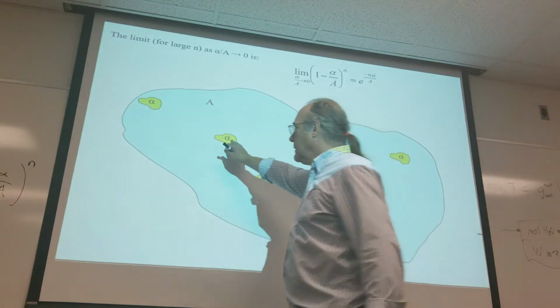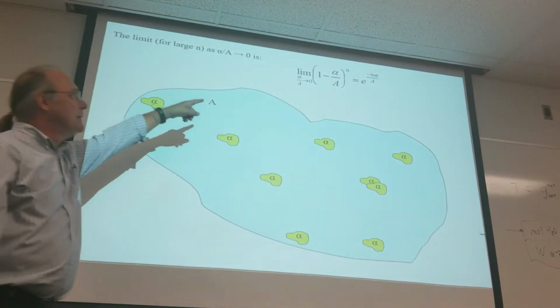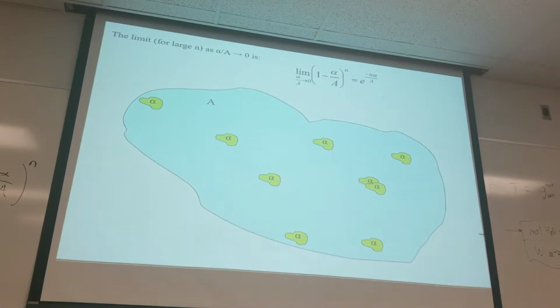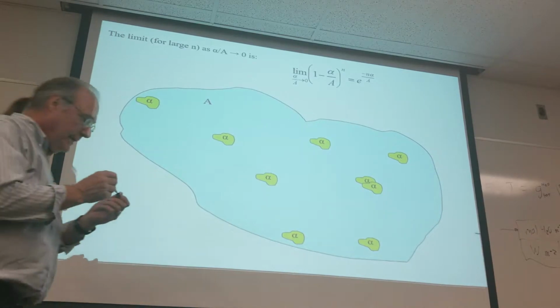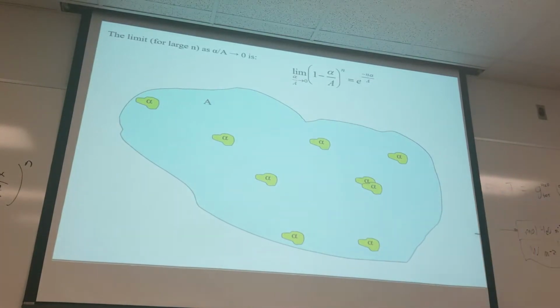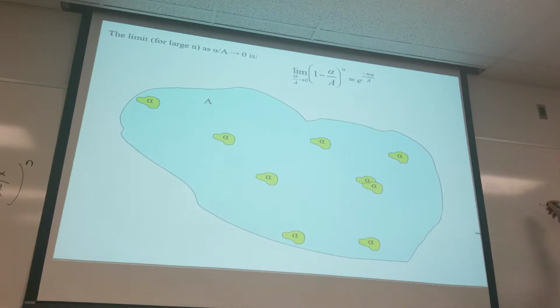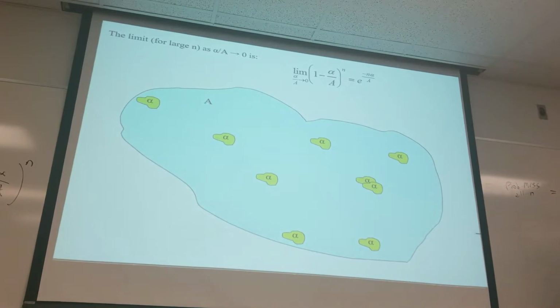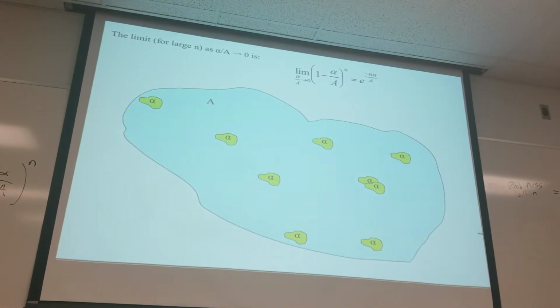Now, if we have large enough n, large enough of these alpha, we could take the limit as alpha over A goes to 0 of 1 minus alpha over A to the nth, and that limit is e to the minus n alpha over A. So if I have a whole bunch of these things, in the limit, as alpha over A goes to 0, we wind up with the probability that I miss all n of these is e to the minus n alpha over A. And another way to write that is exp minus n alpha over A. Right? That's the limit.